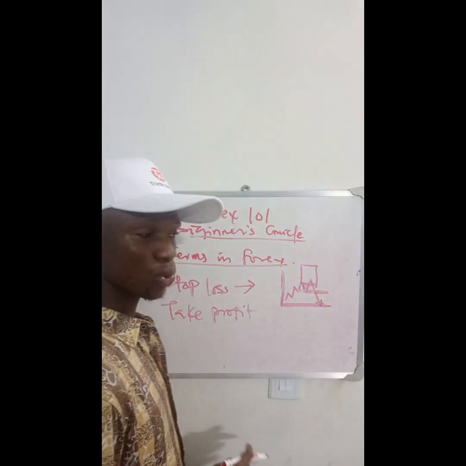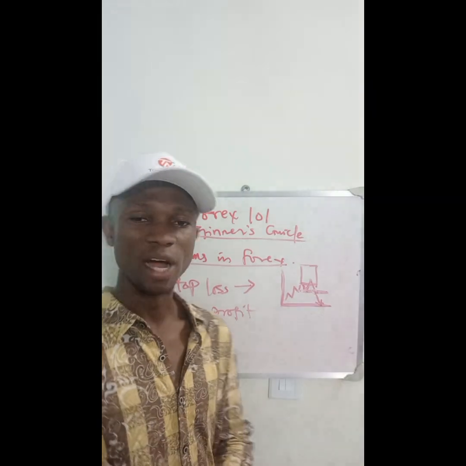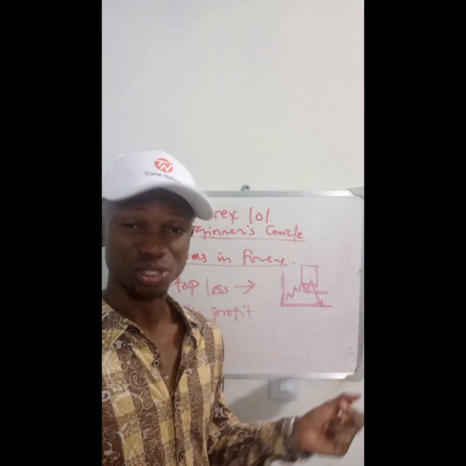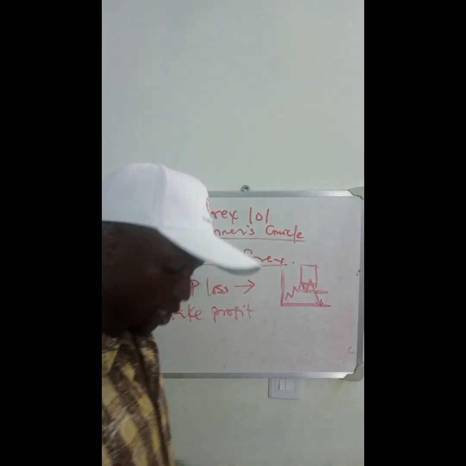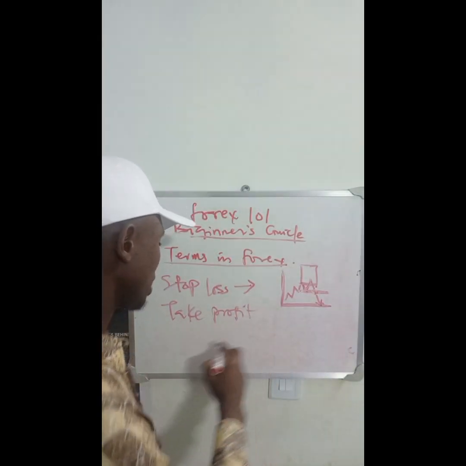Do you get that now? So stop loss is a provision made to avoid risk, to minimize risk. Rather, you can't avoid risk, but you can minimize risk. So that's that about stop loss. In the same vein, there's what is called take profit.